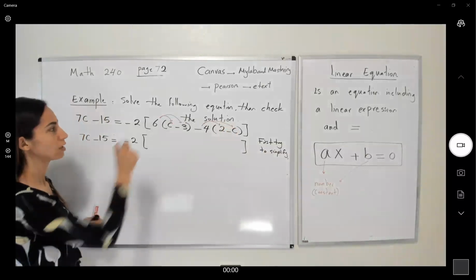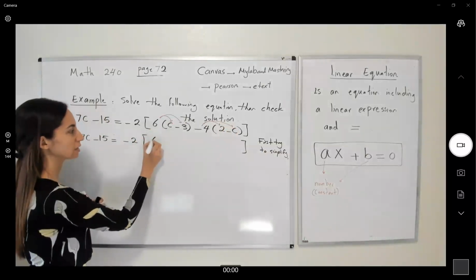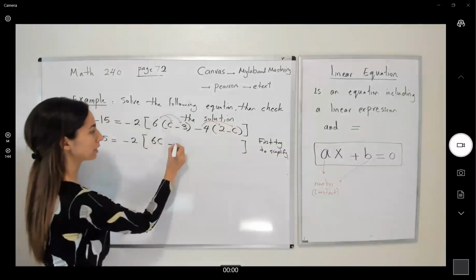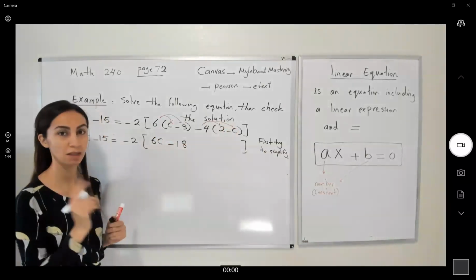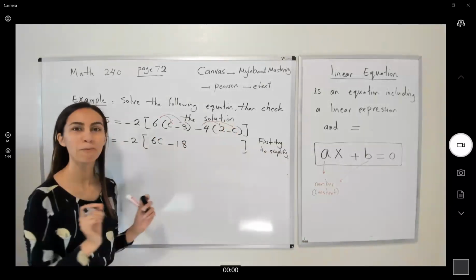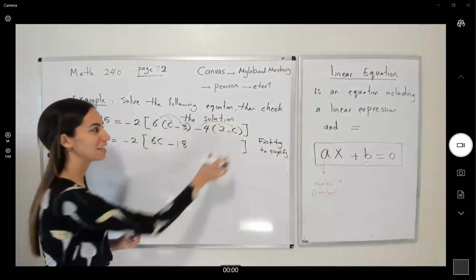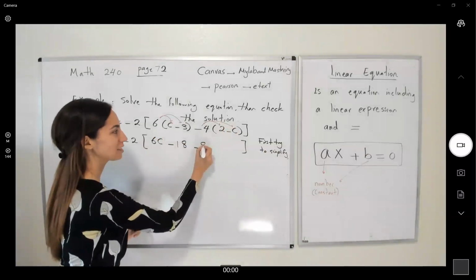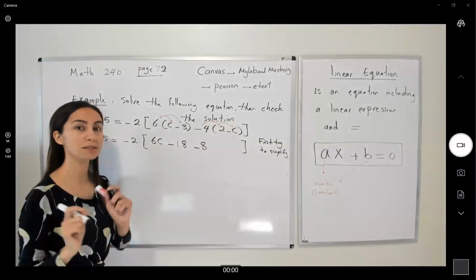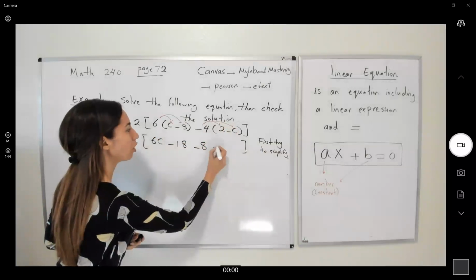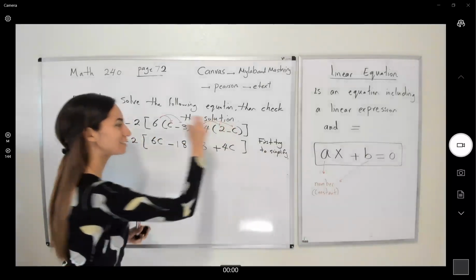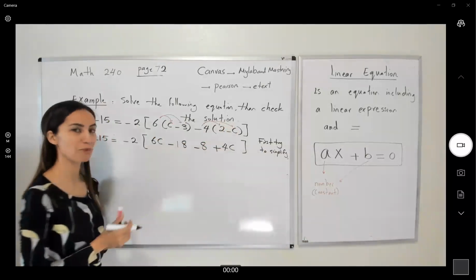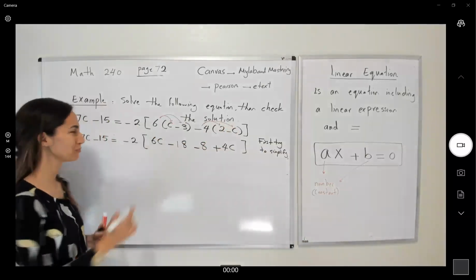Okay, 6 times c, 6c. 6 times negative 3, minus 18. Note that I'm distributing minus 4 into parentheses. Negative 4 times 2, negative 8. Negative 4 times negative c gives you positive 4c. Okay, inside the bracket, I have like terms.